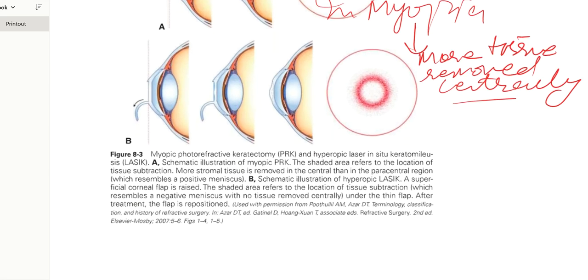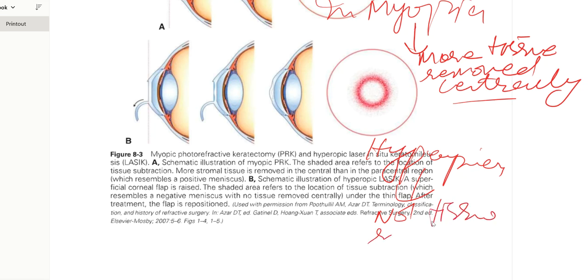In hyperopia, no tissue removed centrally. Centrally, okay. Please remember this.